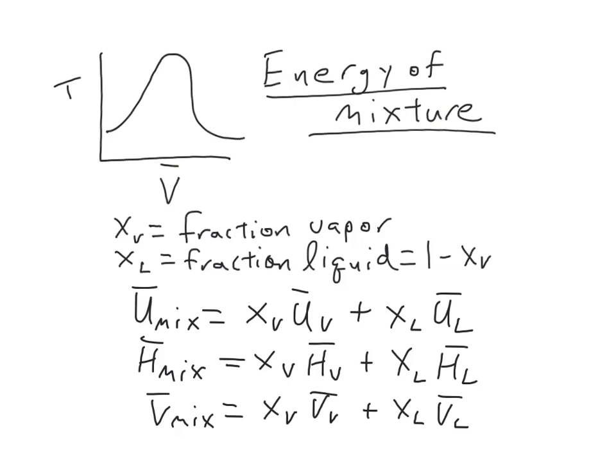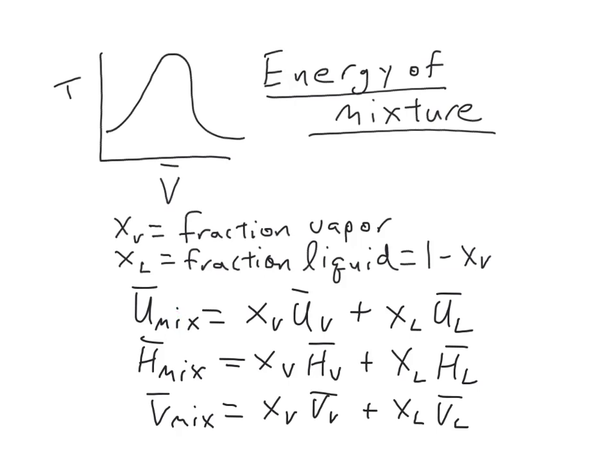The internal energy of this mixture, containing both liquid and vapor, is equal to the fraction vapor times the internal energy of the vapor phase, plus the fraction liquid multiplied by the internal energy of the liquid phase. So what are these UVs and ULs? Well, first off, these all have little bars overhead to remind us that these are specific quantities. So this is energy per mole, or energy per kilogram. It's the amount of energy per amount of material that we have.